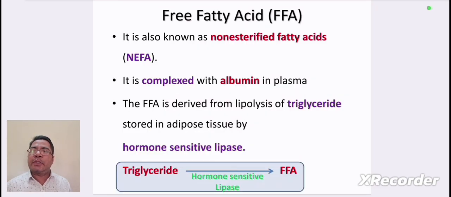Free fatty acid is also known as non-esterified fatty acid. It is complexed with albumin in plasma. The free fatty acid is derived from lipolysis of triglyceride stored in adipose tissue by hormone-sensitive lipase. In the diagram, we can see triglyceride is converted into FFA in the presence of the enzyme hormone-sensitive lipase.